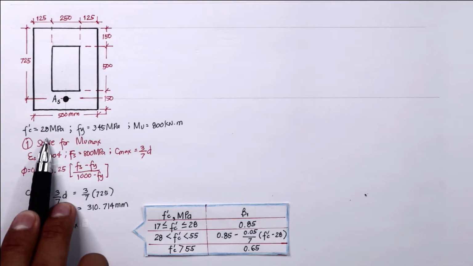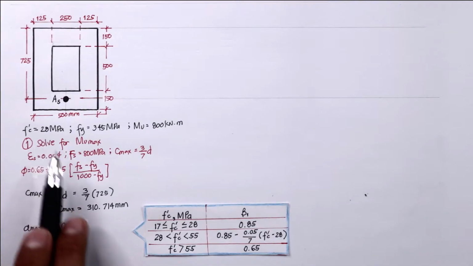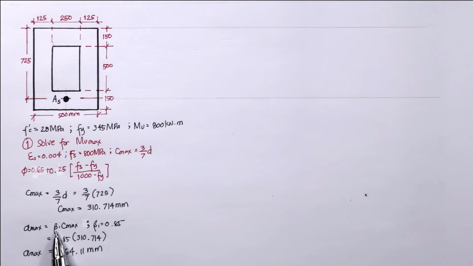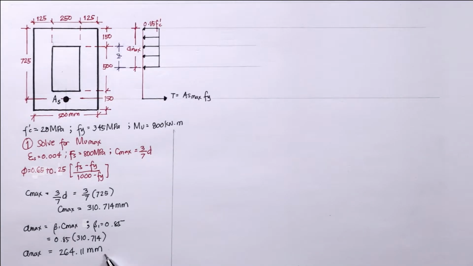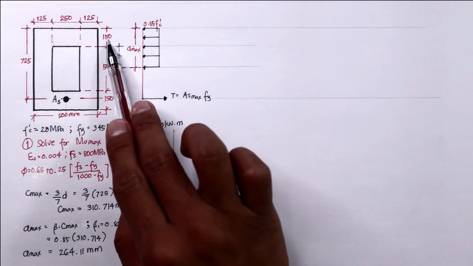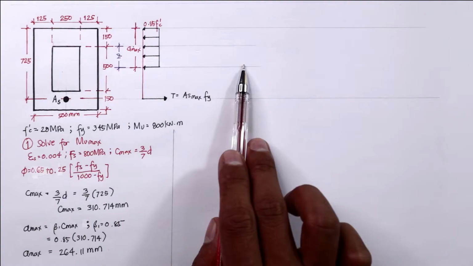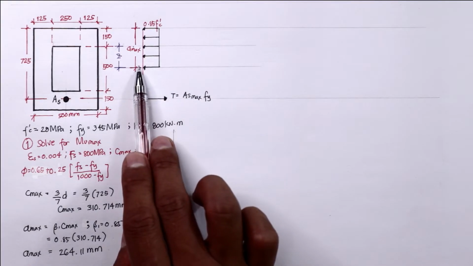Since F'C is exactly equal to 28 megapascal, magpopoll tayo dito sa section na to. F'C is equal to 28 megapascal, then the value of beta 1 is equal to 0.85. By substituting the value of beta 1, 0.85, and Cmax, 310.714, then the value of Amax is equal to 264.11 mm. Since the value of Amax is greater than 150 mm, dito papatak sa axis na to yung magiging depth ng ating compression block. Yun yung Amax.